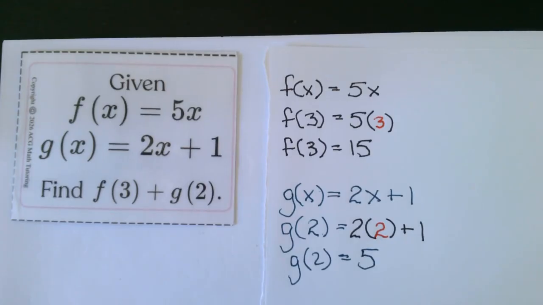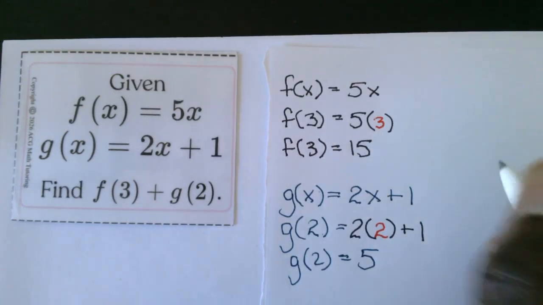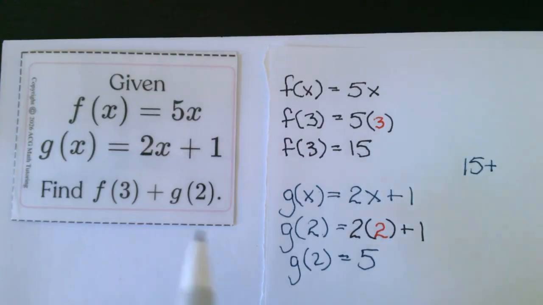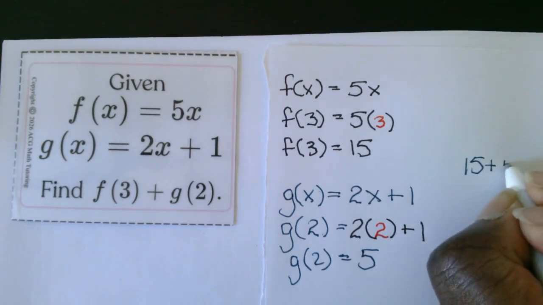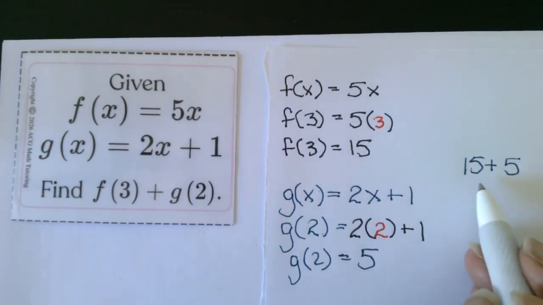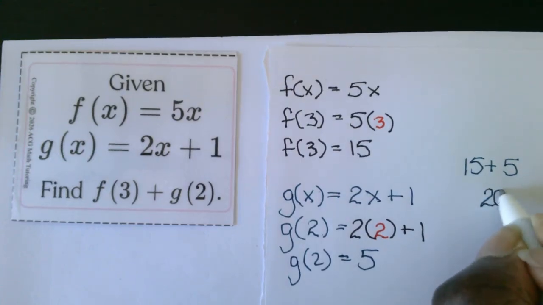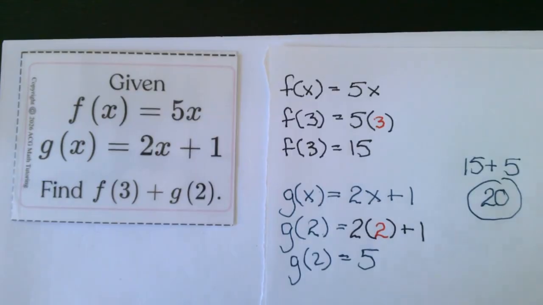Alright? So now we just got to finish it out. They told us what the f of 3 is. We found it to be 15. And they want us to find the answer of the g of 2, which we found was 5. Now 15 plus 5, our official answer is 20. That's where everyone is getting the 20 from.